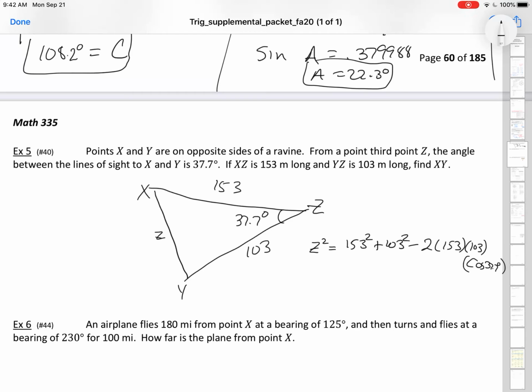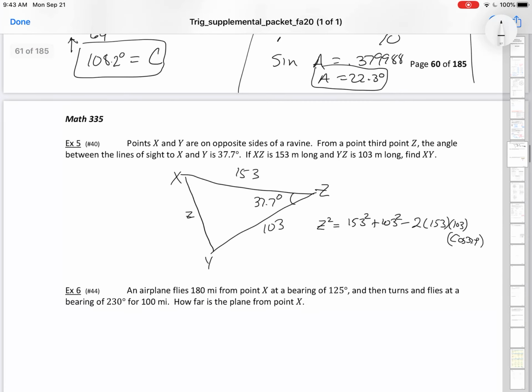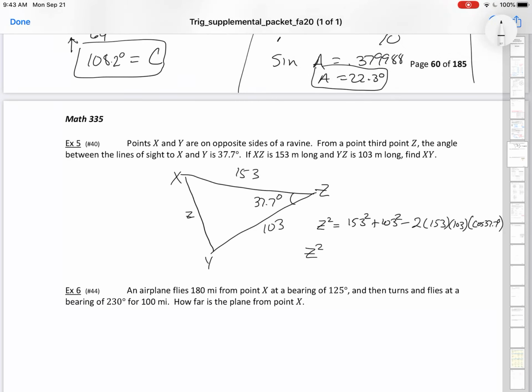Sorry, I squeezed that in there. So that's what we're going to be utilizing, the cosine of 37.7 degrees. Let me see if I can get that in here proper. Well, we just run it in our calculator and we're done. Run that in our calculator, and we will know the distance that they want. So what's z squared equal to? 153 squared plus 103 squared minus 2 times 153 times 103 times cosine of 37.7.